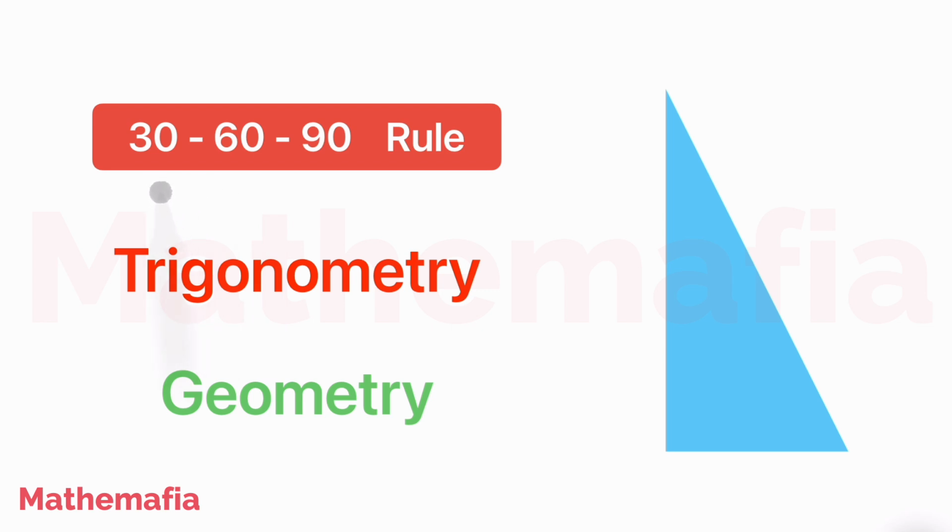Let's talk about a very important rule which is known as the 30-60-90 rule. This rule says that if we have a right angle triangle, and in this right angle triangle this angle is 60° and this angle is 30°, then if the length of the smallest side is x, then the hypotenuse, which is the longest side, will always be 2 times x, and the other leg of this right angle triangle will be square root 3 times x.